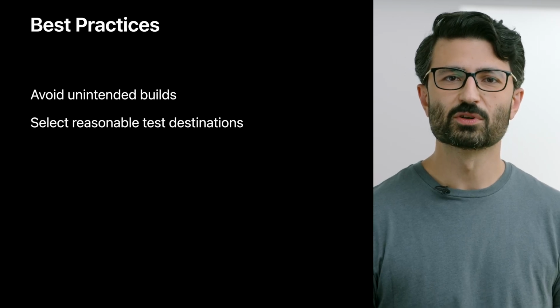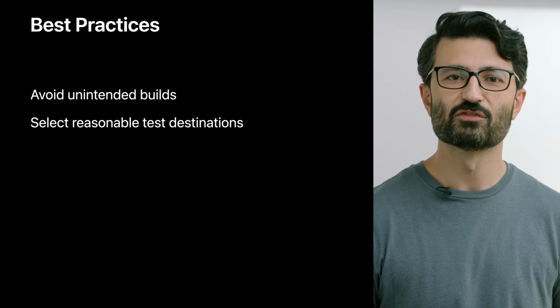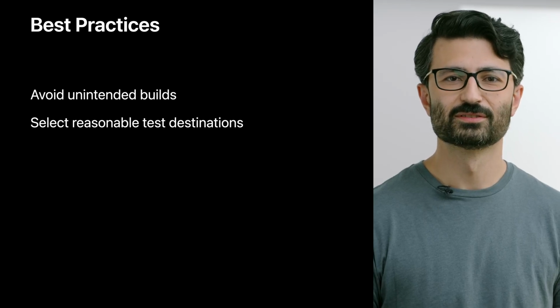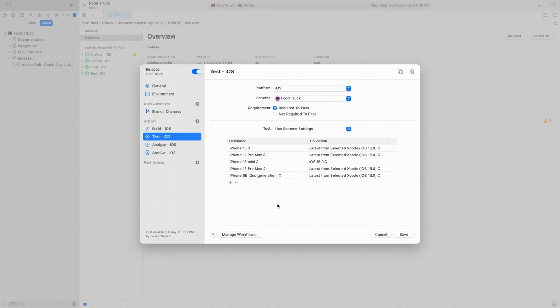Let's visit the release workflow again to see how we can select a reasonable set of simulator destinations for the iOS test action. After selecting the Test iOS action, we can see there are a wide range of selected test destinations. To remove test destinations, I'll select each one and click the minus button. Then, I'll click on the drop-down menu of the last item and select Recommended iPhones.